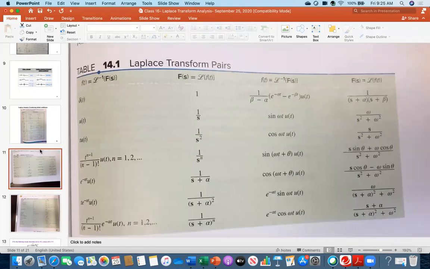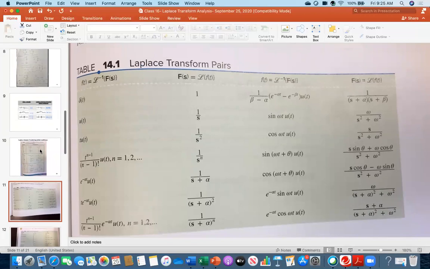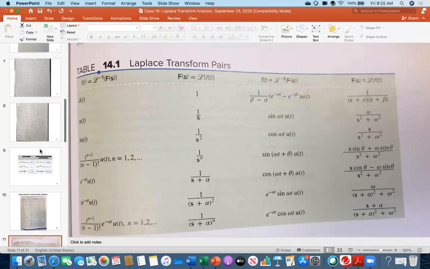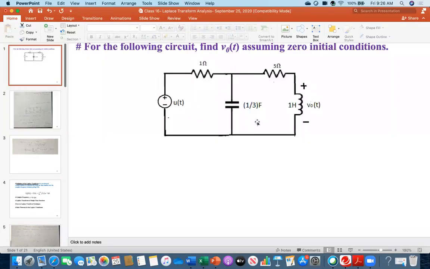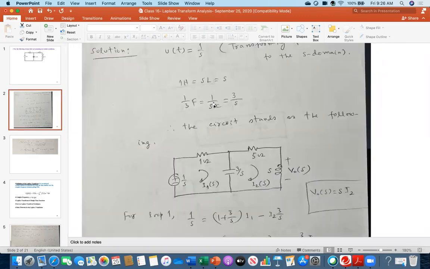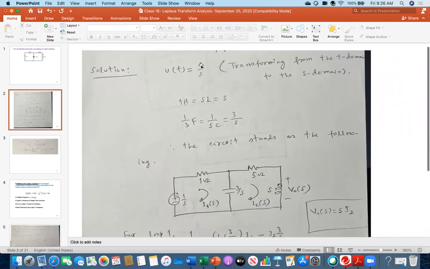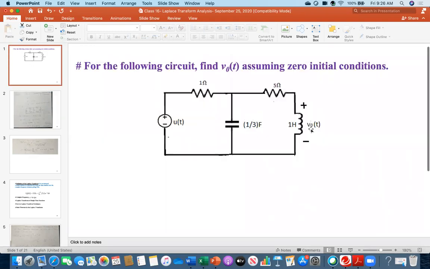So now come back to the circuit problem. Here you see, our start point was this circuit. The input is u(t), so easily you can guess that u(t) means 1 over s in Laplace. In the last class I was doing that: u(t) means 1 over s, so in the circuit I placed 1 over s. But in the circuit there are resistance, inductance, and capacitance, so you have to learn those.